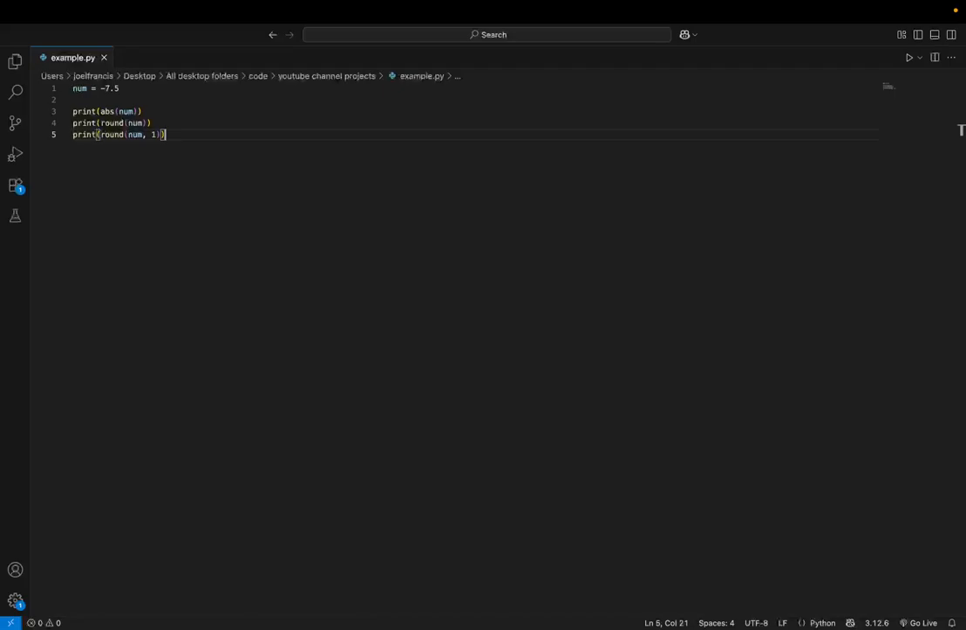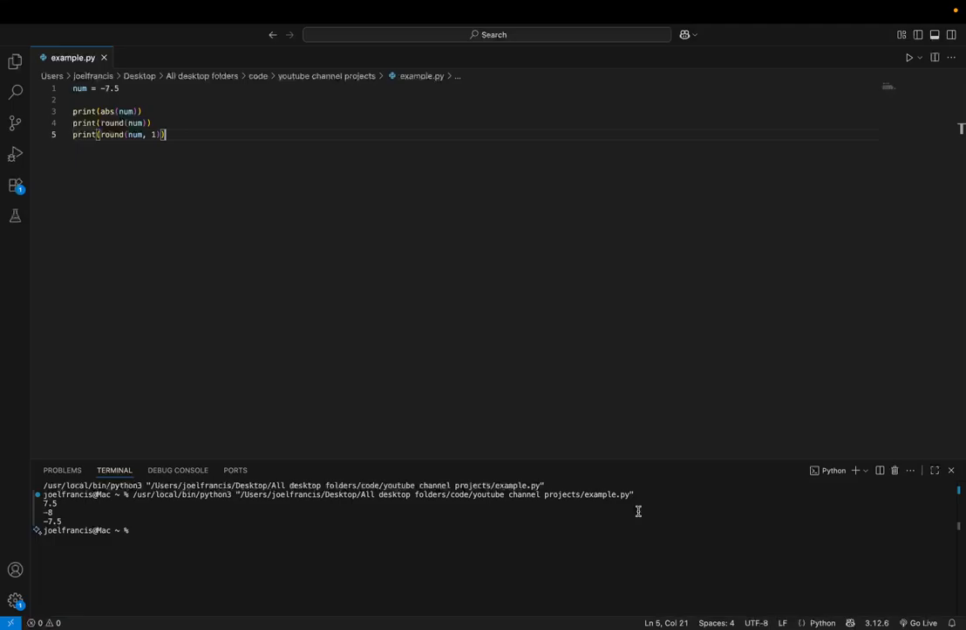Okay, let's run the code. For the absolute value, we get 7.5. For the regular rounding, we get -8. And for rounding to one decimal place, we get -7.5. For rounding to one decimal place, the reason it stays the same is because the number already has exactly one decimal place, so there's nothing to change.